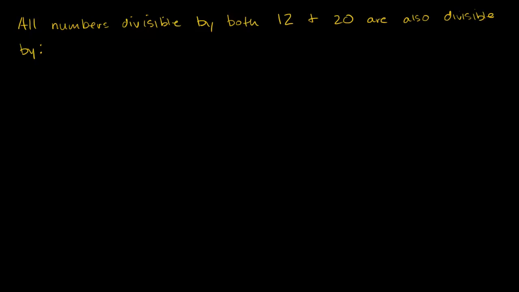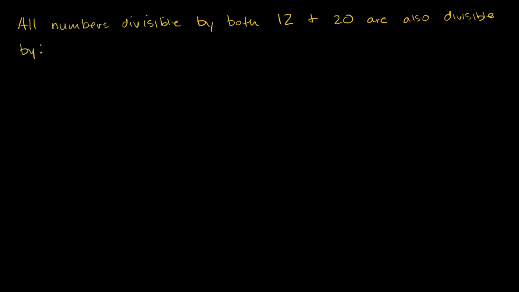In this video, I want to do a bunch of example problems that show up on standardized exams and definitely will help you with our divisibility module because it's asking you questions like this. All numbers, and this is just one of the examples, all numbers divisible by both 12 and 20 are also divisible by. And the trick here is to realize that if a number is divisible by both 12 and 20, it has to be divisible by each of these guys' prime factors.